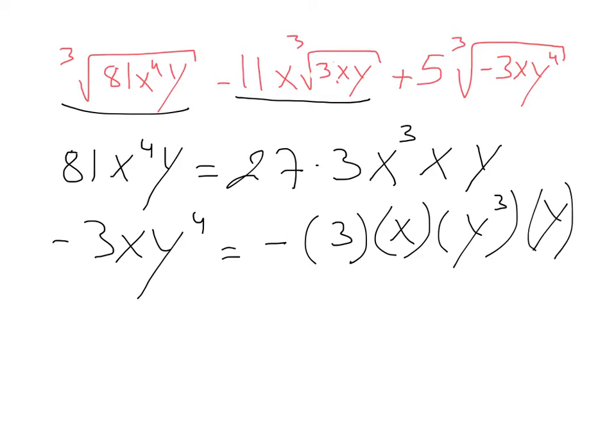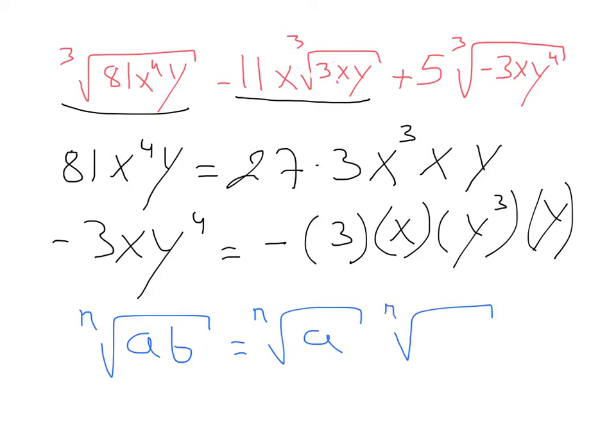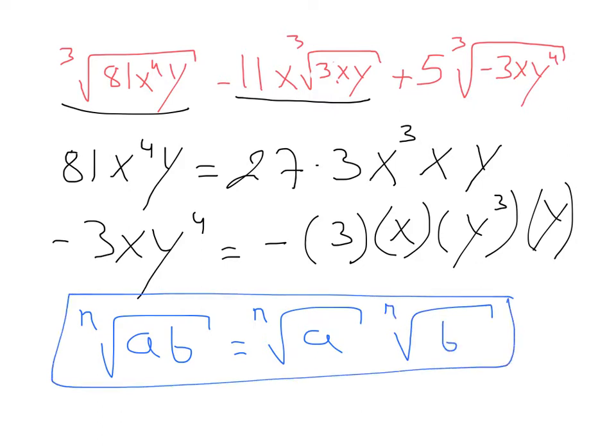Okay? And now we're going to rewrite the expression using the product property of radicals, as we know from the rule of radicals. When we have the nth root of AB equals the nth root of A times the nth root of B. Okay, so we're going to use this property here.